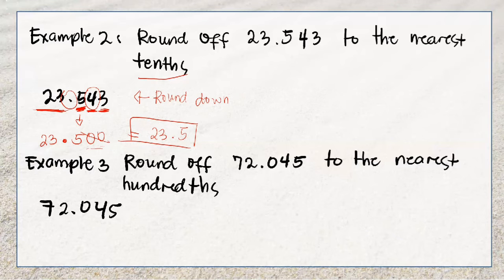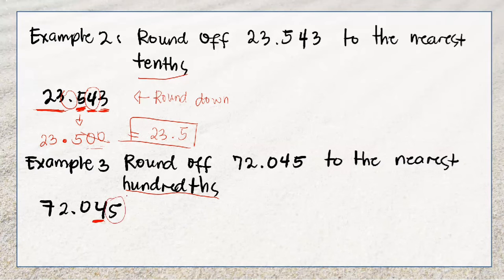Now, let's proceed with our example number 3. For example number 3, we are going to round off 72.045 to the nearest hundredths. So let's identify the place value that we are going to round off. That is the hundredths. After that, we identify the digit of the place value, which is the digit 4. So, ito yung hundredths place value natin. And identify the digit to its right, which is yung ating 5.